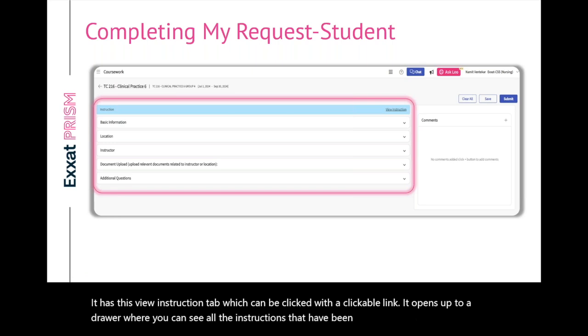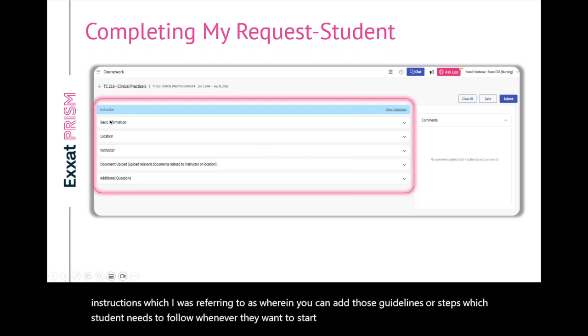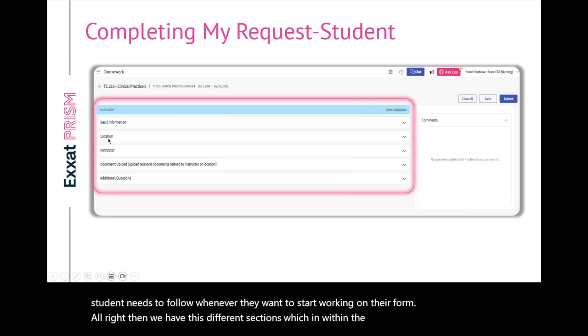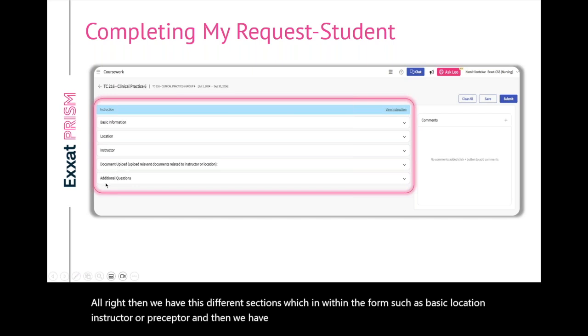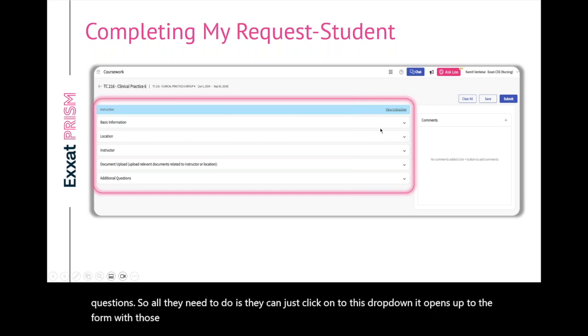So these are the same instructions which I was referring to, wherein you can add those guidelines or steps which students need to follow whenever they want to start working on their form. All right. Then we have these different sections within the form, such as basic, location, instructor or preceptor. And then we have the document upload along with any additional questions. So all they need to do is click onto this drop down. It opens up to the form with those fields. They can start entering the details within that section.